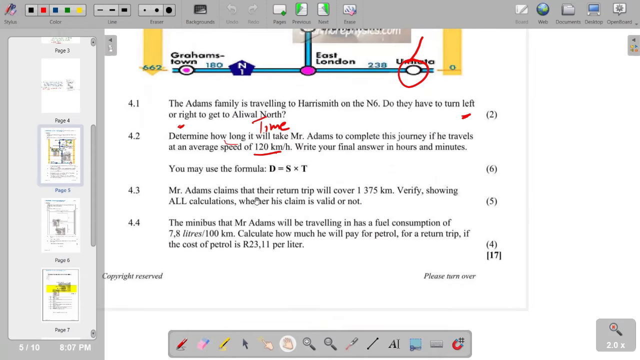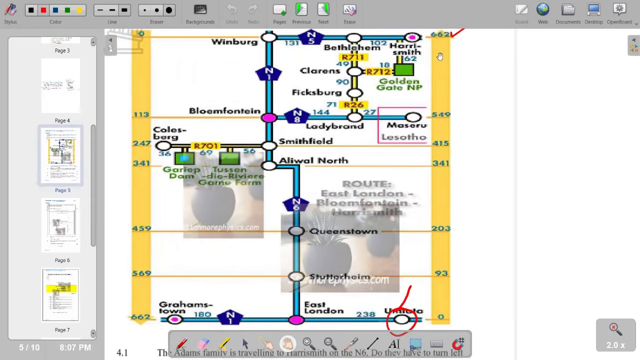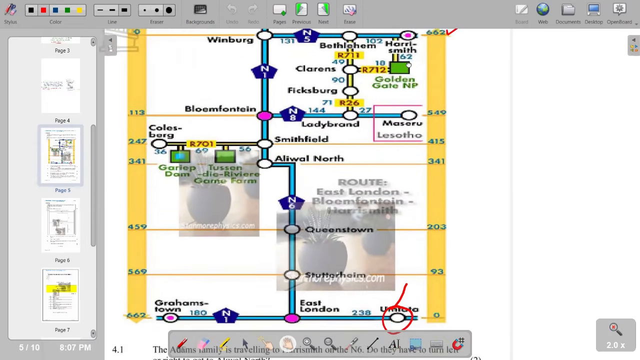4.3. Ms. Adams claims that their return trip will cover 1,375 kilometers. Verify showing all calculations whether this claim is valid or not. So return trip, obviously, we are going to multiply by 2 the distance that we have between Umtata and Harrismith. Of course, we have got 662. So we're going to say 662.